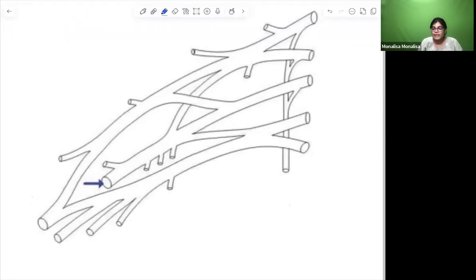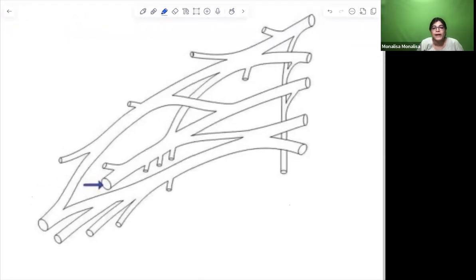So firstly, can anybody tell me which nerve this is? Identify the nerve with the blue arrow in the brachial plexus. This is the image of the brachial plexus. So all of you identify the nerve.